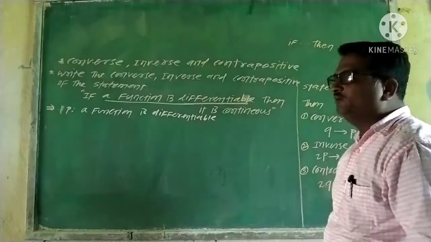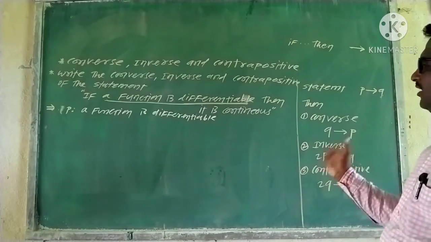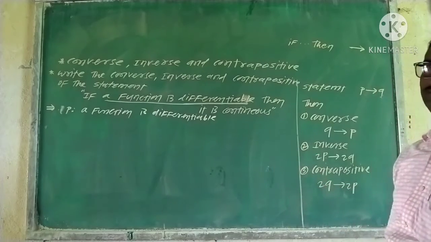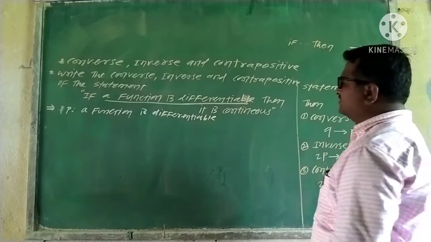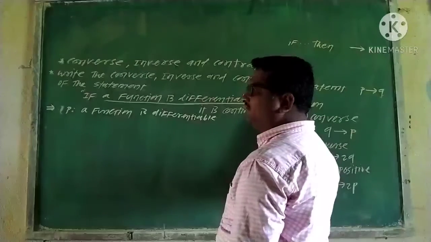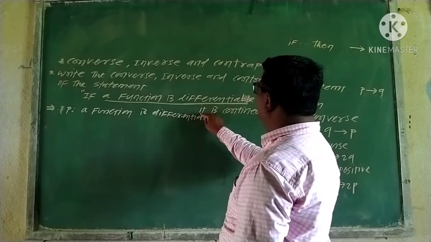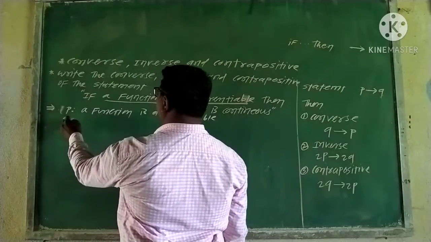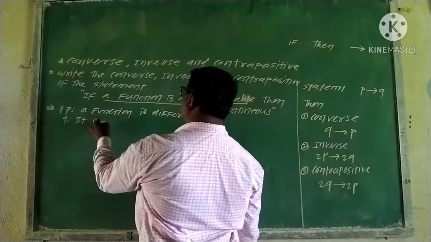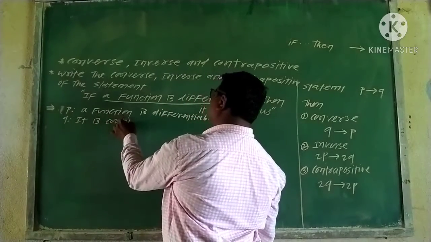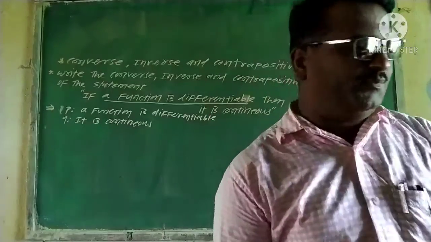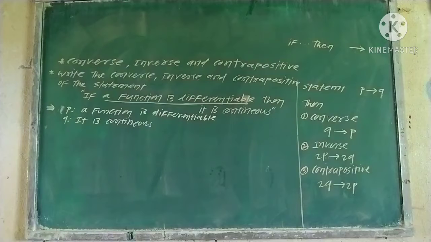Now statement Q is the statement which comes after then. Here Q is: a function is continuous. Now we have found statement P and statement Q.